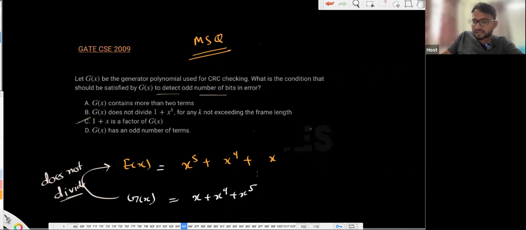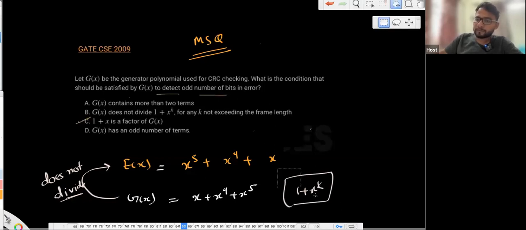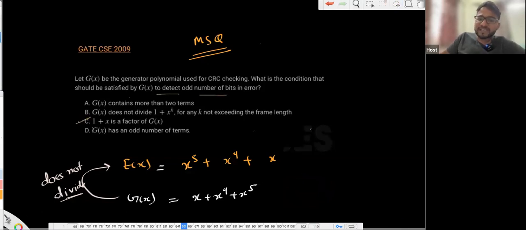Let's suppose G(X) is this, which does not divide 1 plus X^K. Then it also does not divide this. No, that's not true, right? G(X) has 1 plus X as a factor. So if 1 plus X is a factor of G(X), then G(X) does not divide this. This is my requirement. If 1 plus X is a factor of G(X), then I know that G(X) does not divide this. That's what we have seen. So that's why I will say C is the correct answer.